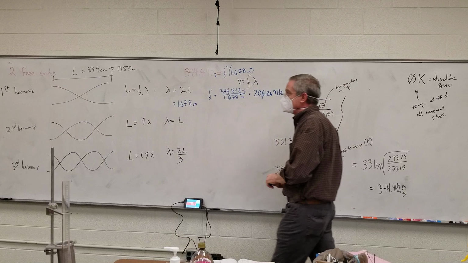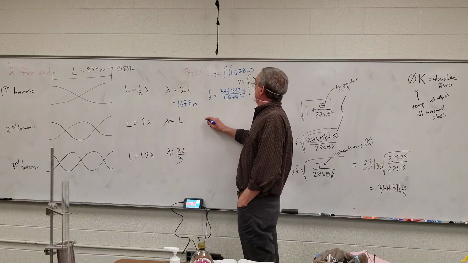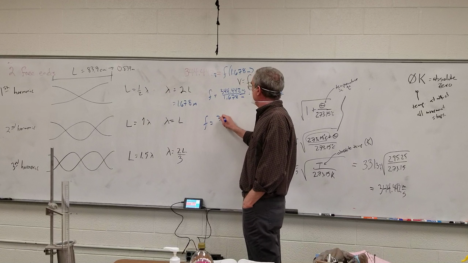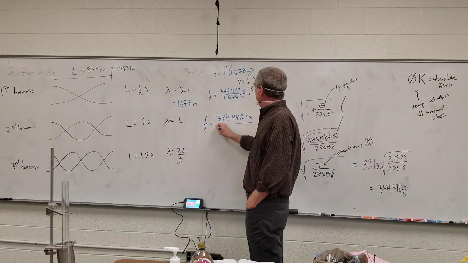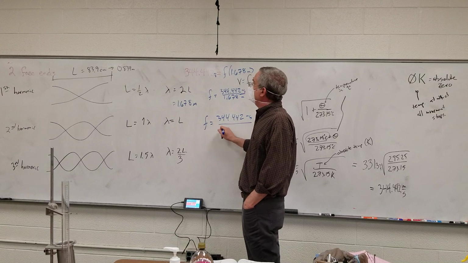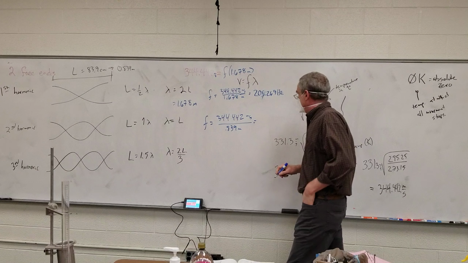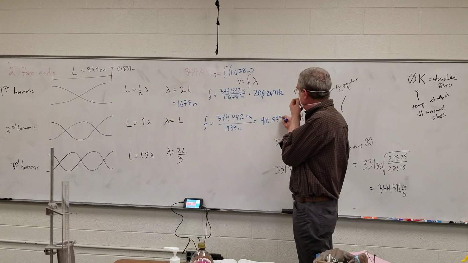So let's do the second harmonic and see how close we get. I got the length, I figured that part out. So my frequency now is my speed, 344.442 meters per second, divided by the wavelength, which is 0.839 meters. It's 410.539 hertz.